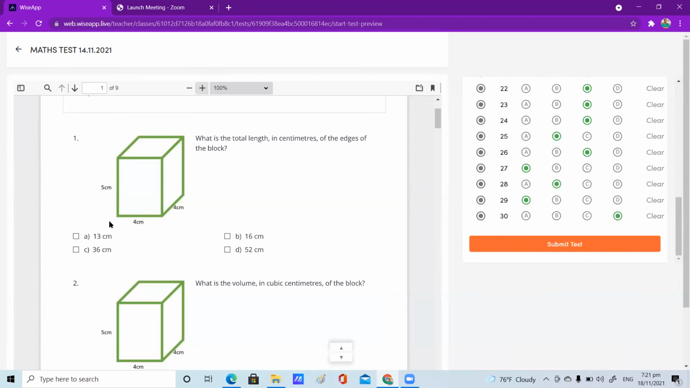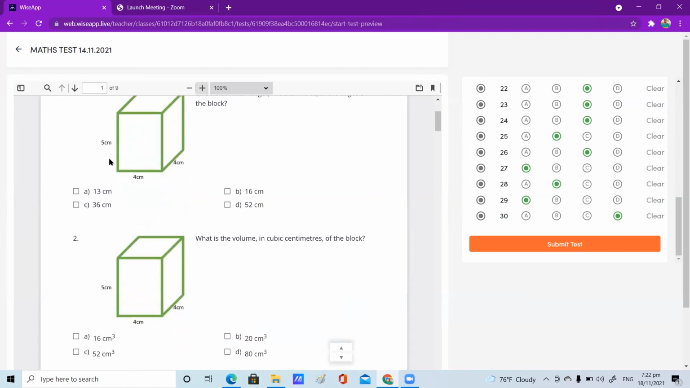Ma'am, first on paper I drew the figure with all the edges, then we added them. Very good. Yes, 4 sides are equal to 5 centimeters and 8 sides are equal to 4 centimeters. So 8 into 4 plus 4 into 5. 5 fours are 20, 8 fours are 32, 52. Total together is 52. Any doubt, Nitya?